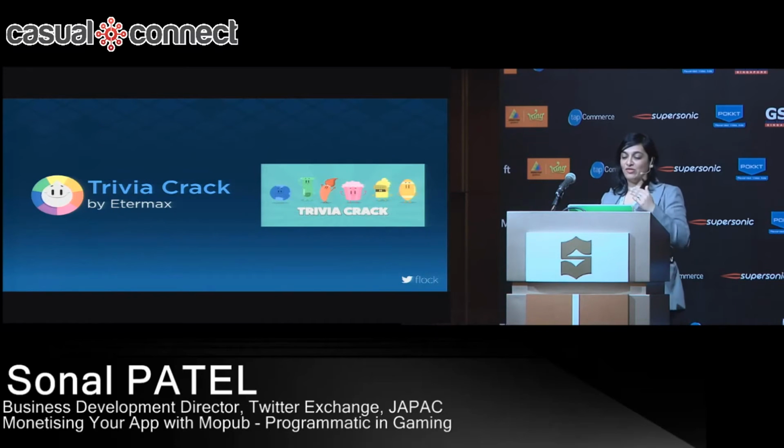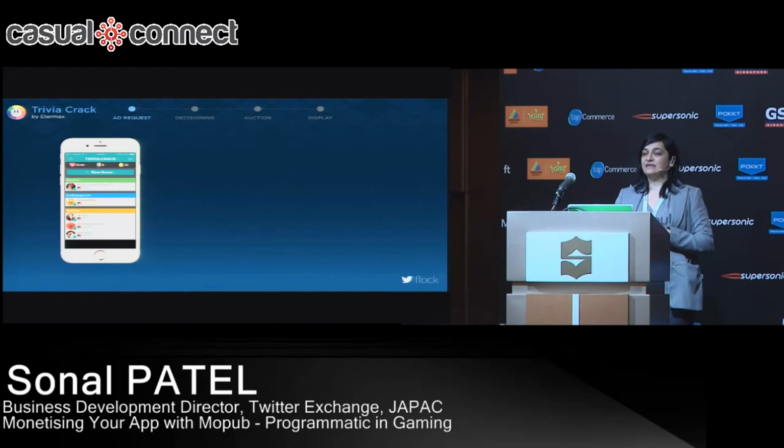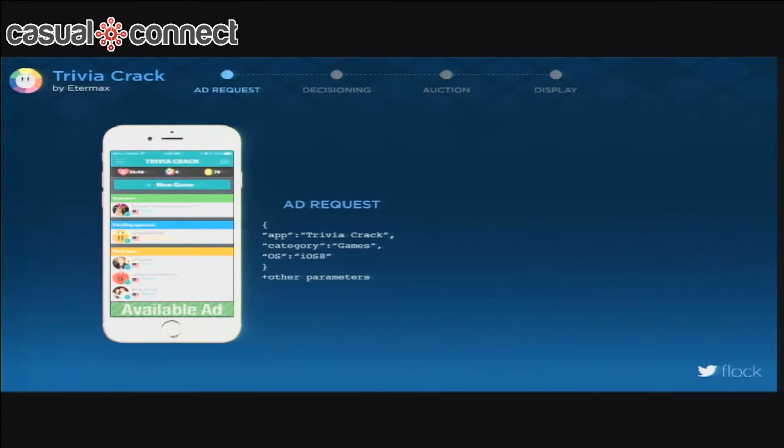So when we think about how they work with us, Ettermax has been with us for about 18 months, and this game just exploded into the marketplace. So they were ready. You can see that there's an available ad slot right at the bottom of the game. In that available ad slot, an ad call is made every 45 seconds into the Mopub server. That ad call, or what we call an ad request, has a certain amount of information that helps define the value of that ad call.